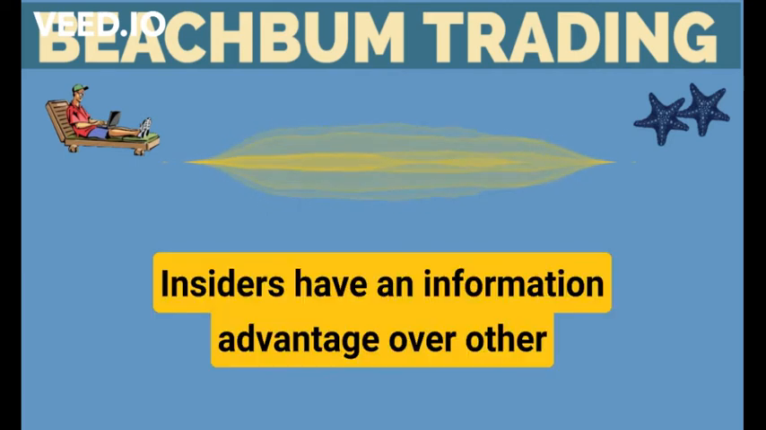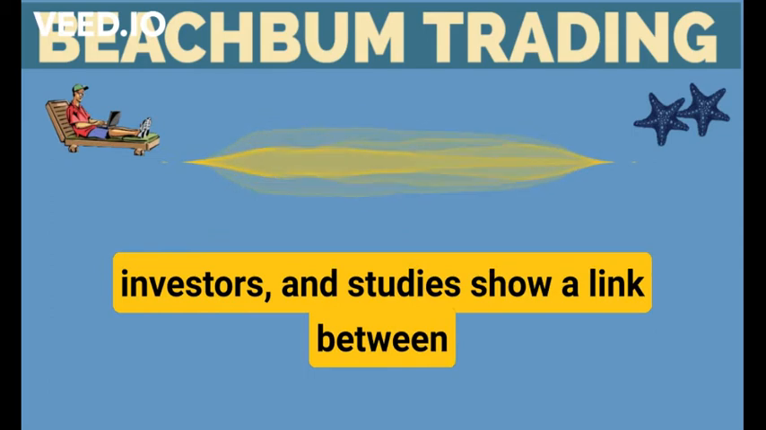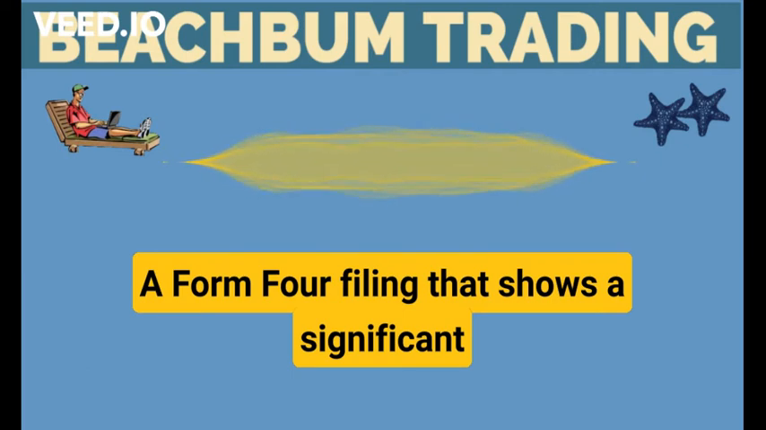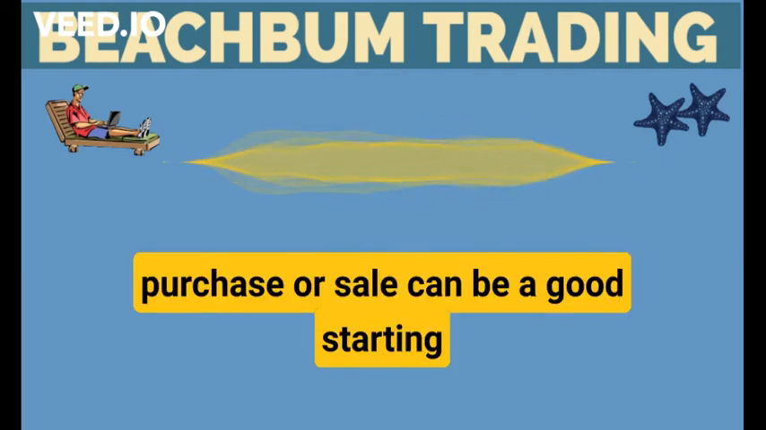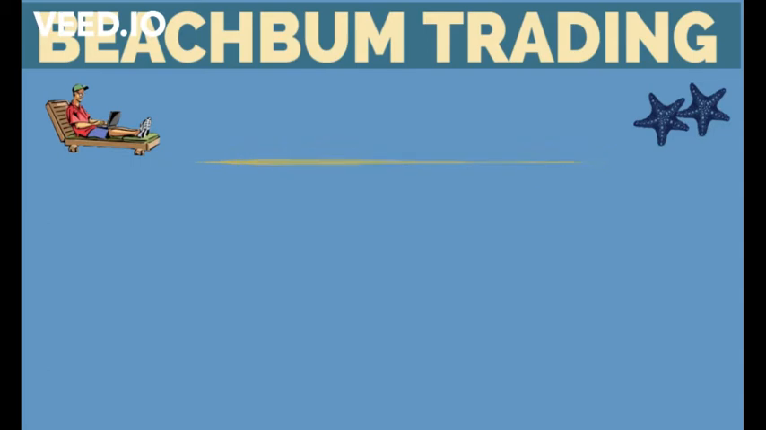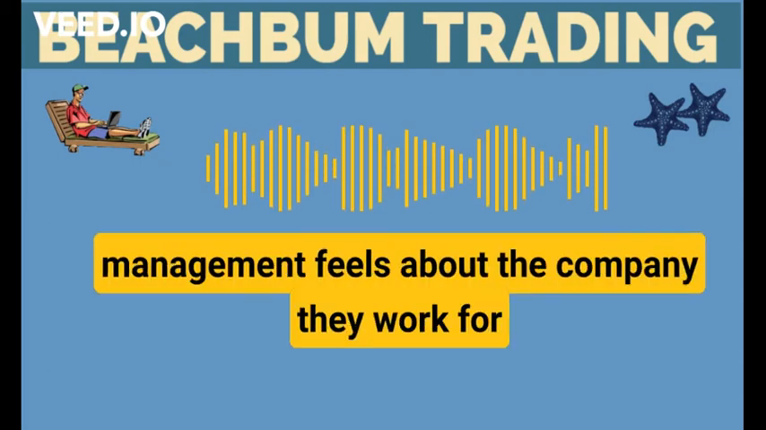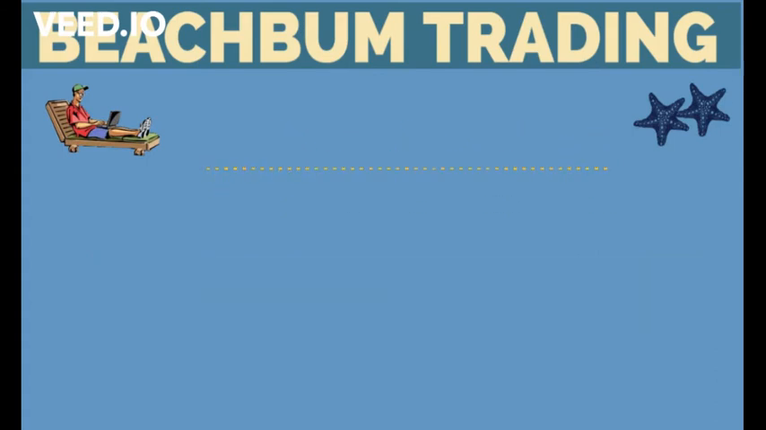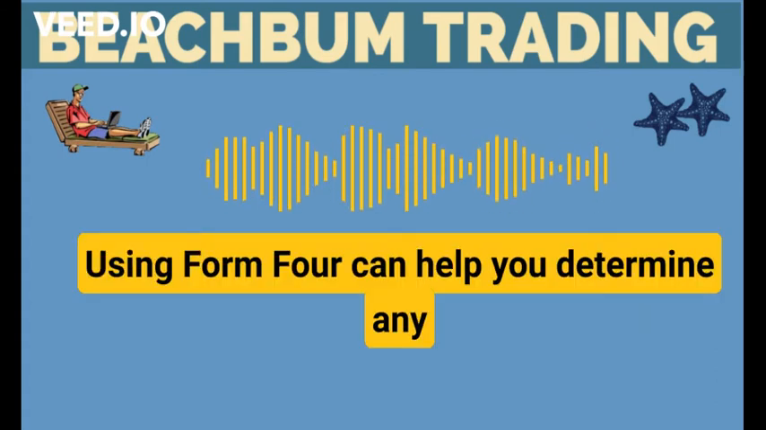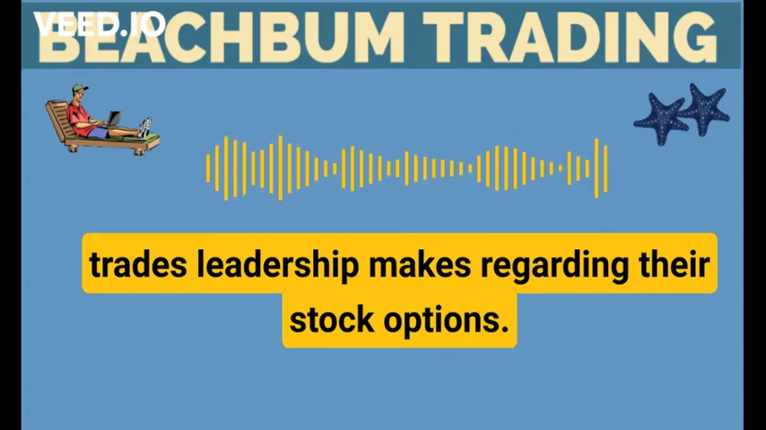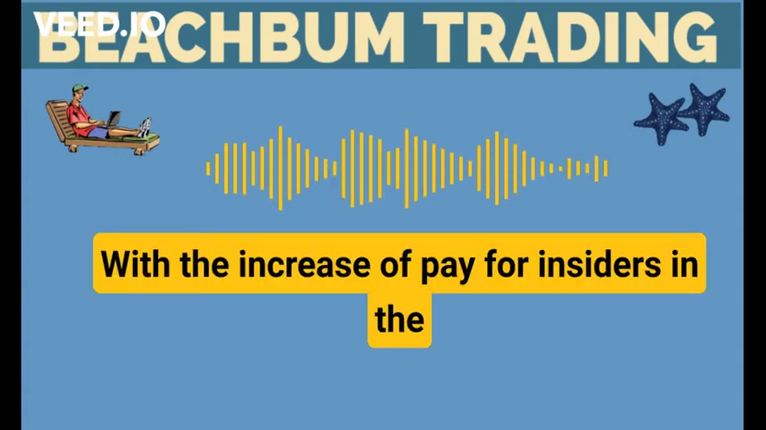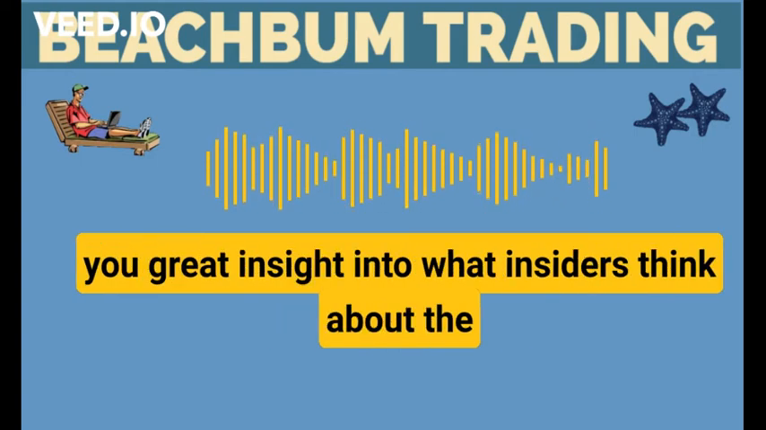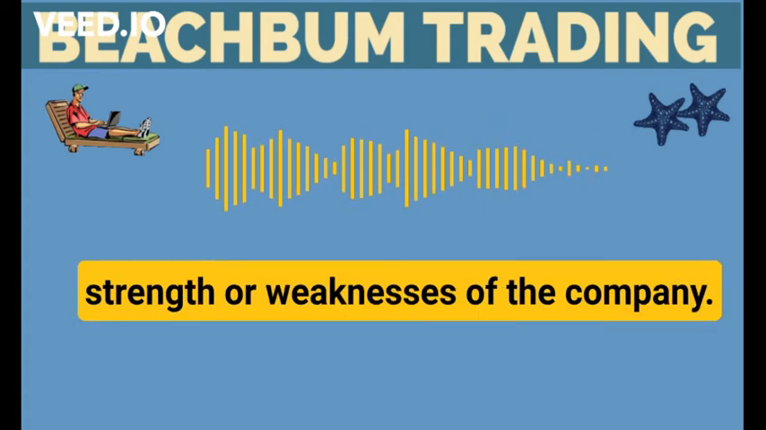Insiders have an information advantage over other investors, and studies show a link between their trades and stock performance. A Form 4 filing that shows a significant purchase or sale can be a good starting point to further investigate a stock. One of the best ways to track how management feels about the company they work for is to watch for insider buying or selling. Using Form 4 can help you determine any trades leadership makes regarding their stock options. With the increase of pay for insiders, the C-suite, in the way of stock options, tracking their moves can give you great insight into what insiders think about the strength or weaknesses of the company.